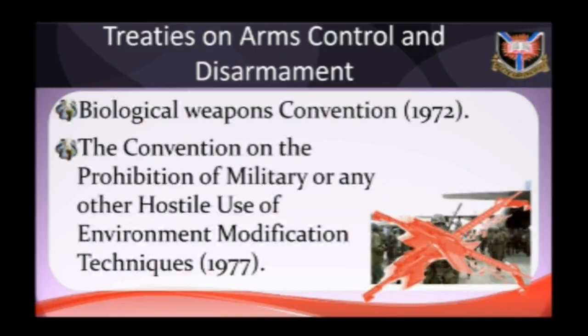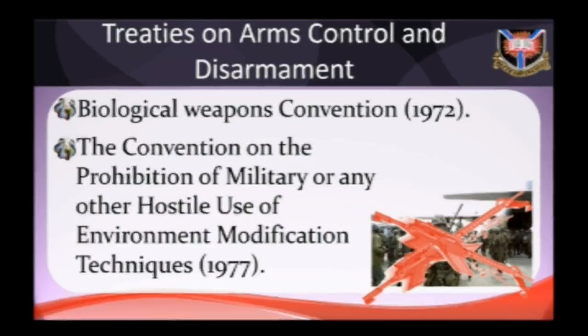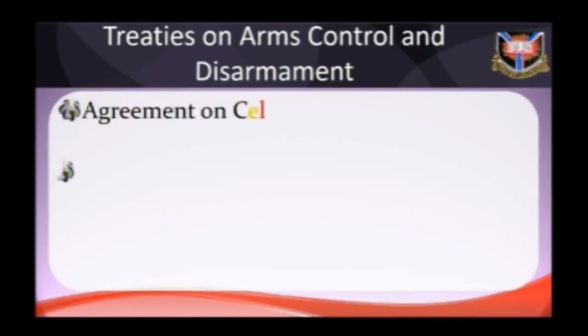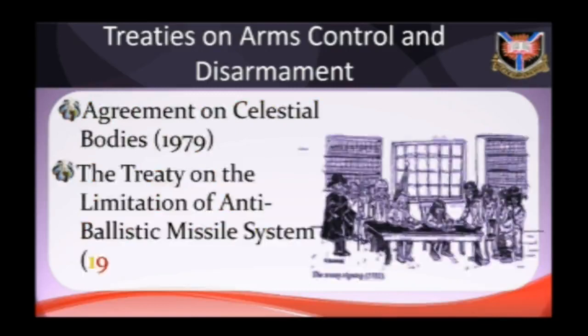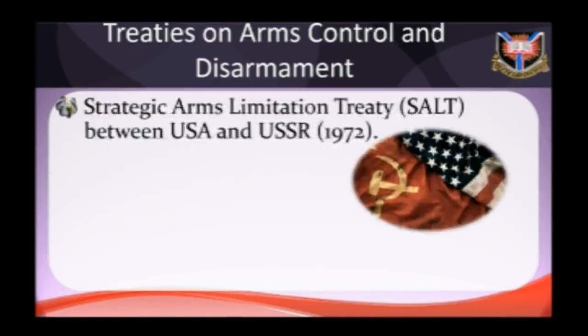8. The Convention on the Prohibition of Military or any other hostile use of Environmental Modification Techniques of 1977. 9. The Agreement on Celestial Bodies of 1979. It prohibits the use of the moon and other celestial bodies for military purposes. 10. The Treaty on the Limitation of Anti-Ballistic Missile Systems of 1974. 11. Strategic Arms Limitation Treaty, SALT, between USA and USSR of 1972.